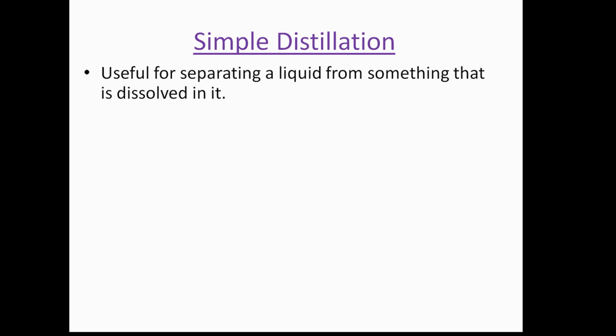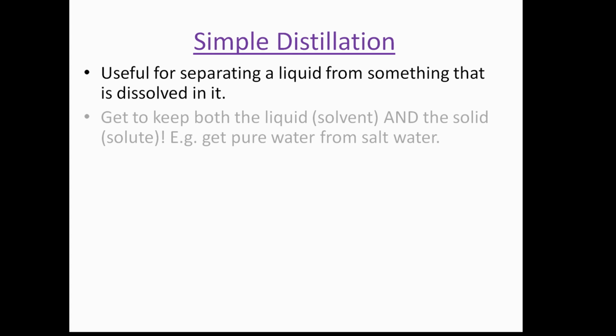Now, simple distillation is useful for separating a liquid from something that is dissolved in it, okay, and this time we get to keep the liquid and the solid. And a good way of using this would be to get pure water from salt water. So if you were stranded on a desert island surrounded by the sea and you only had a few bits of driftwood, you could make yourself pure water by distillation.